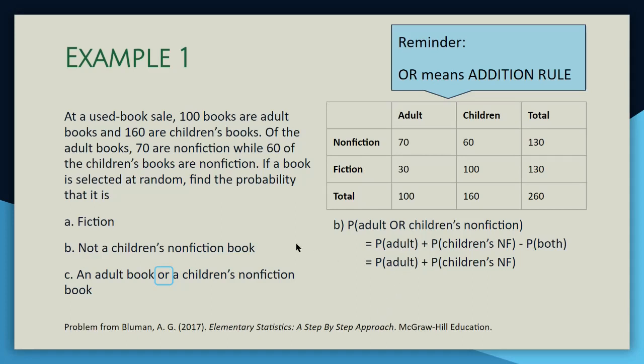So this just becomes P adult plus P children. We would say that these two events are mutually exclusive. These we can calculate from the table. Adult should be 100 over 260, and children's nonfiction is going to be that 60 over 260. And we add those numerators, we get 160 over 260, or 0.6154.